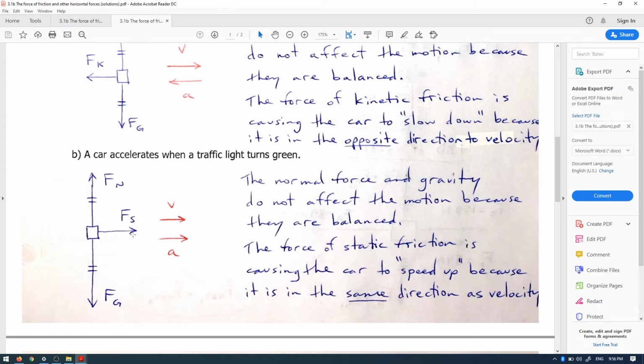So the car pushes back on the ground, the ground pushes forward on the car, causing it to accelerate. And that static friction, because it's in the direction of the intended motion, means the velocity and acceleration are in the same direction, which causes the car to speed up in this case. Okay, so static would be not moving, kinetic is moving. Kinetic is opposite direction, static is in the same direction.